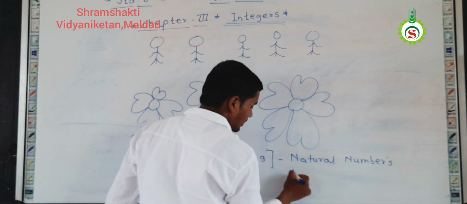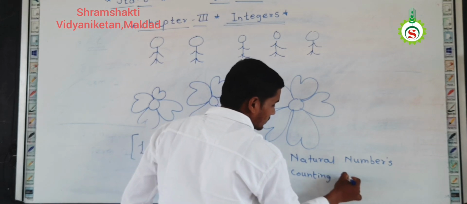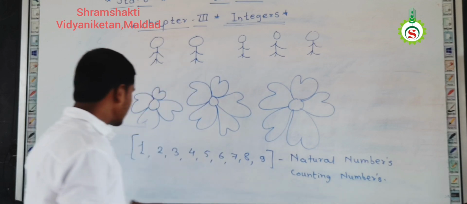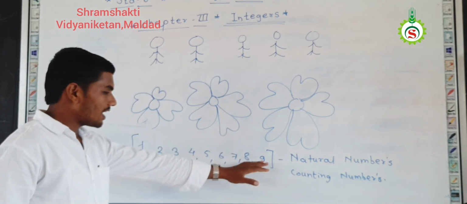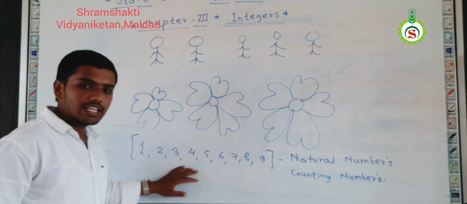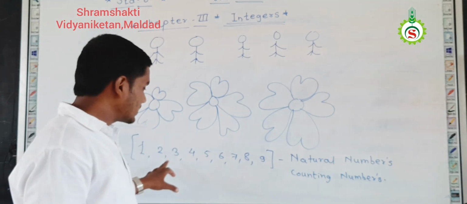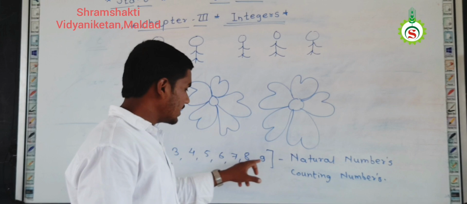Natural numbers are also called counting numbers. Why are these numbers called natural or counting numbers? As we know, these numbers are naturally available. From the first standard we are learning 1, 2, 3, 4, 5, 6, 7, 8, 9.